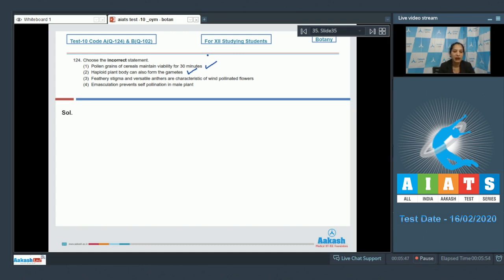Third one, feathery stigma and versatile anthers are the characteristics of wind-pollinated flowers. It is also true. Fourth one, emasculation prevents self-pollination in male plant. No, male plants are not chosen for emasculation. Emasculation is the removal of anthers before maturity. Female plant is chosen for emasculation, so the desired pollen grains can be dusted on the stigma. So the correct option for the given question is option number 4. Let's move to the next question.